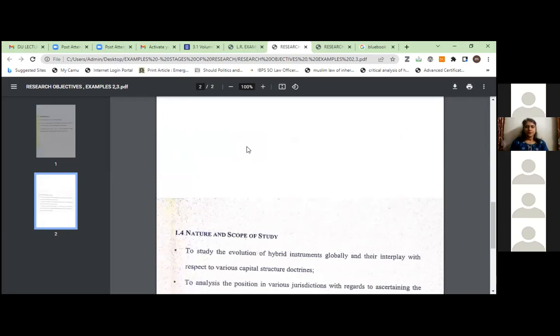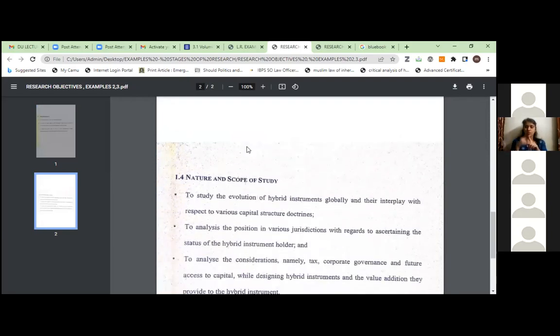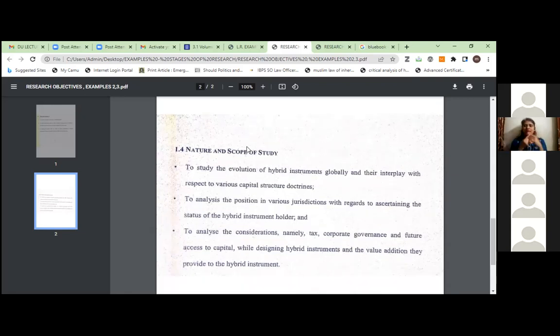Let's see another example. Also, one point to be noted here: most researchers tend to state their objectives under the heading nature and scope of the study. While doing so, they might even point out the limitation. For instance, the limitation might be that the research is confined to India's scenario, India's current situation. So basically, the researcher is saying that he is not going to compare with other jurisdictions. What your study is limited to might be given under the heading limitations of the study. And whenever it says nature and scope of study, it's nothing but the objectives of the study.